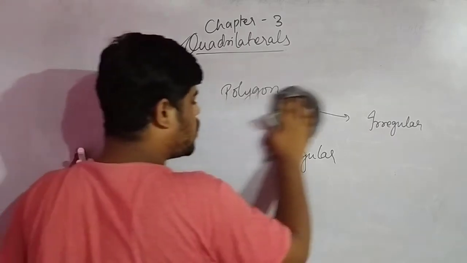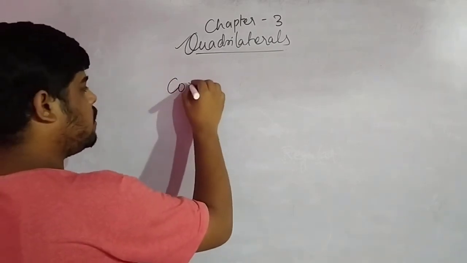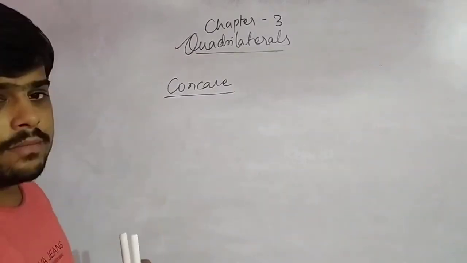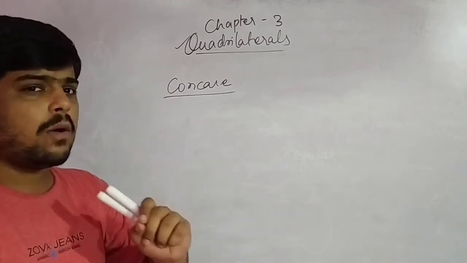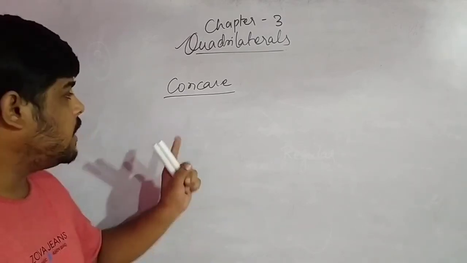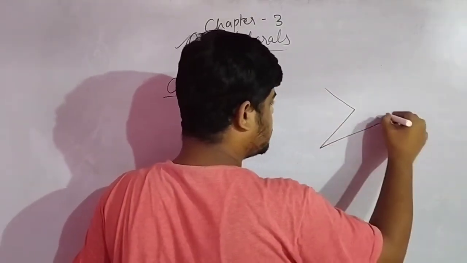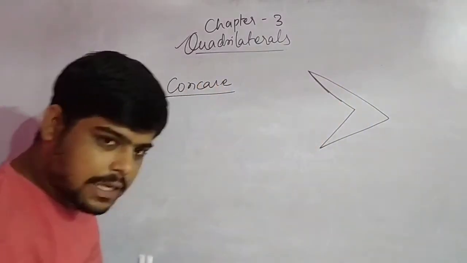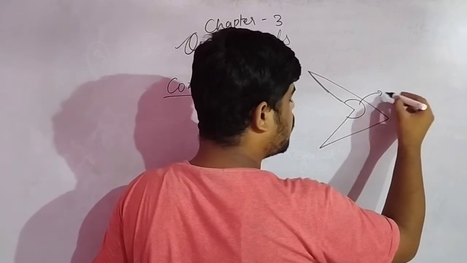Now the first one is concave polygon. Now what is a concave polygon? तो ऐसा पॉलीगन जिसका कोई भी एक एंगल 180 डिग्री से बड़ा, a polygon whose any one of the angles is greater than 180, that is called a concave polygon. For example, I'm drawing a polygon like this. This is a closed curve which is made up of line segments, so it is a polygon, and its one angle is greater than 180.